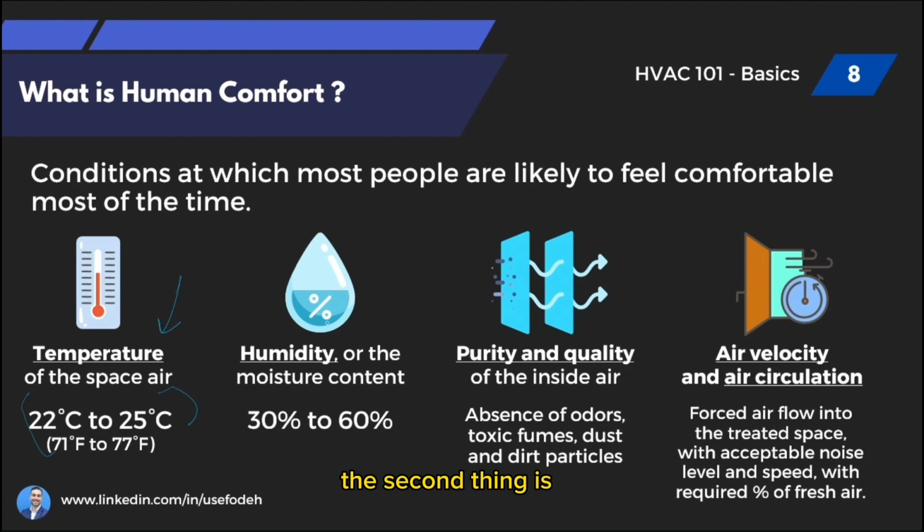The second thing is the humidity, the moisture content. The percentage is 30 to 60%. This is the comfort area. Then the purity and quality. If you are sitting in the office, and there are odors, fumes, dust, or contamination, this would affect the productivity of the occupants.